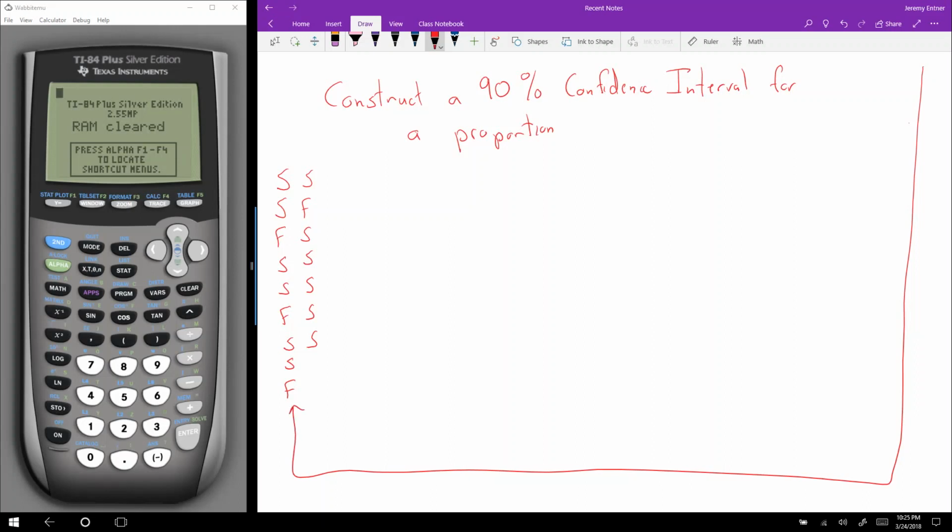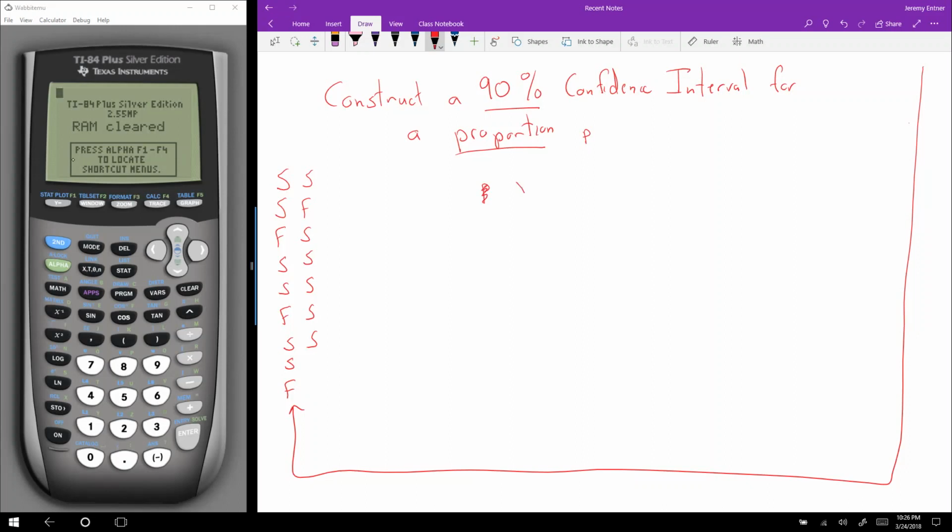Okay, what we're going to do now is construct a 90% confidence interval for a proportion P. And this is going to work a lot like we did for the mean. Okay, what you have to start out with is some information for you there.